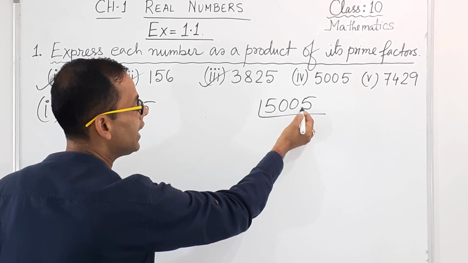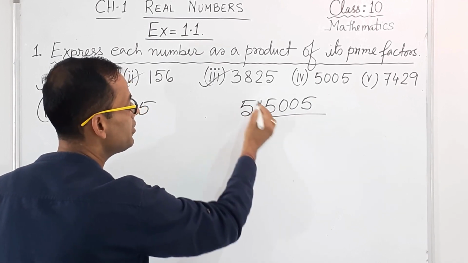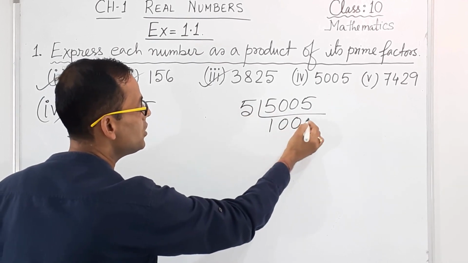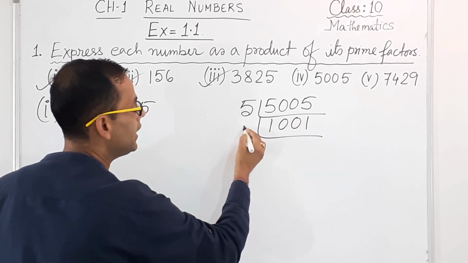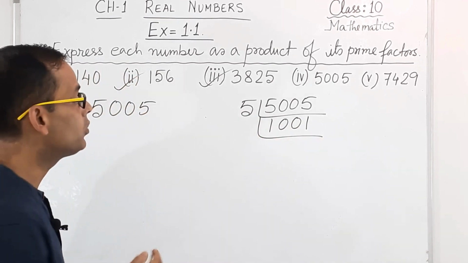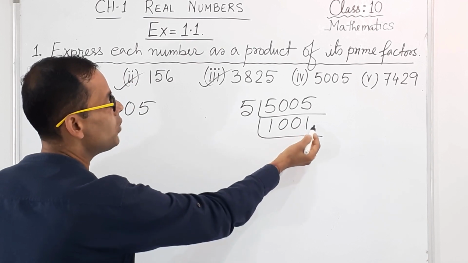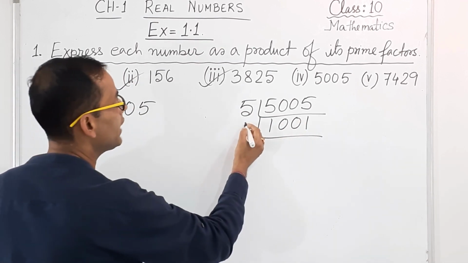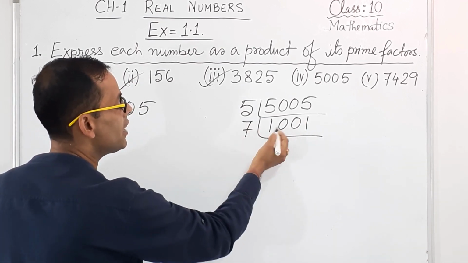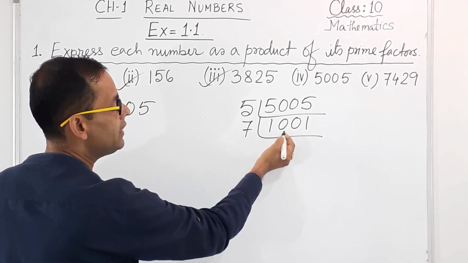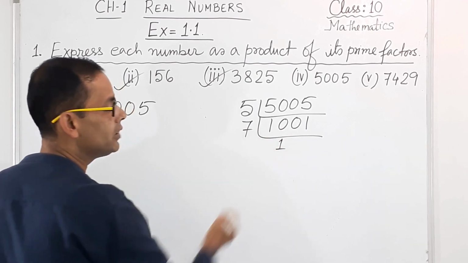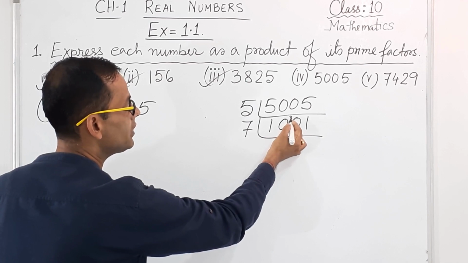It is ending, the last digit is 5, so it will go with 5. 5 1s are 5, 0, 0, 5 1s are 5. Then again, now it will go with what? So see, 1, 0, 0, 1. It will not go with 5. So next I will try with 7. 7, will it go with 1? No. Now 10, 7 1s are 7. So how much left? 3 left extra.